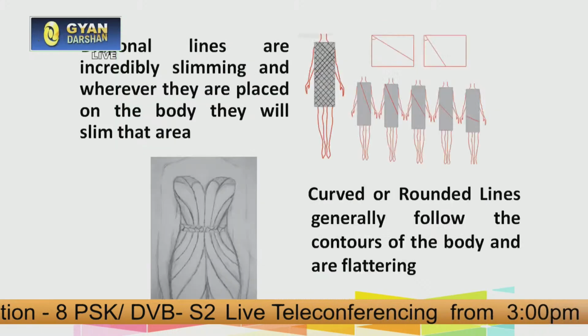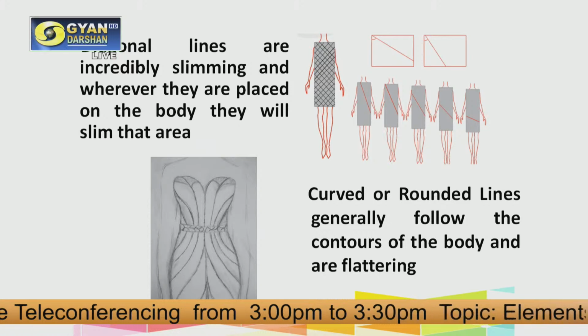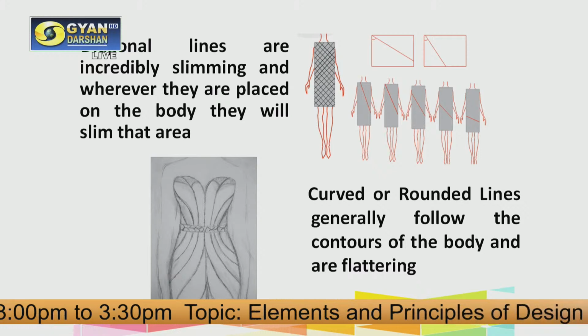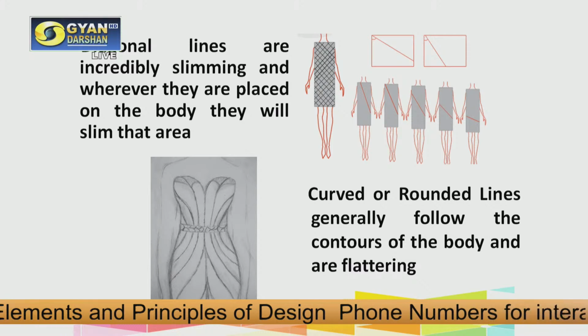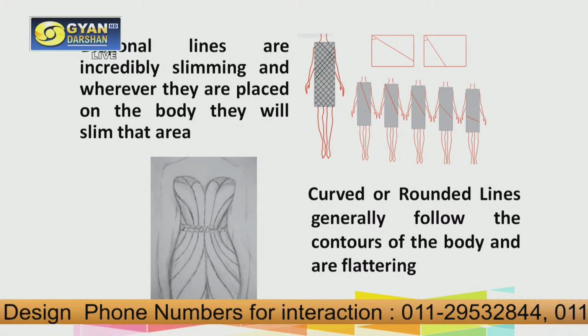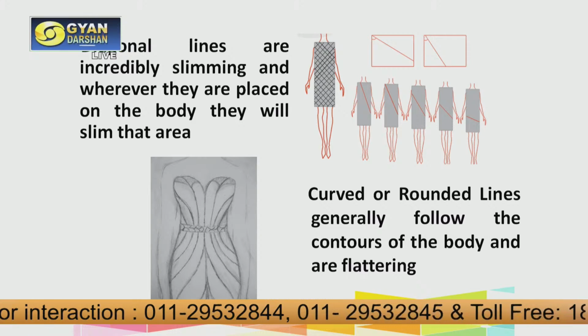Then next lines are diagonal lines. It moves from side to side, so it gives some kind of slim effect into the garment. So a person who is very fatty and wants to look slim, they can wear a diagonal line into a garment and they will choose the diagonal pattern into their garments.